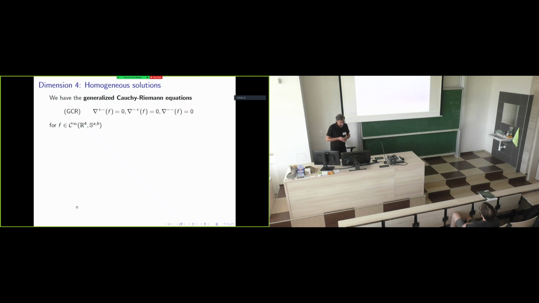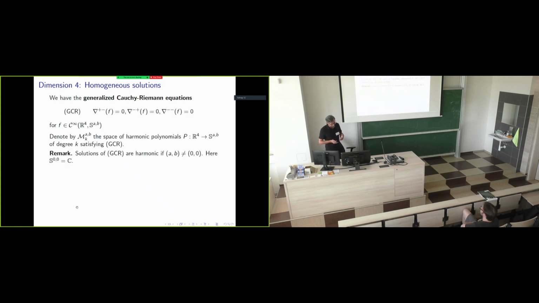Yeah. So in dimension 4, the generalized Cauchy-Riemann equations is the homogeneous system for the Stein-Weiss gradients nabla plus minus, minus plus, minus minus. And we are interested in homogeneous solutions. So let us denote by MABK the space of harmonic polynomials of degree k satisfying this system of equations.